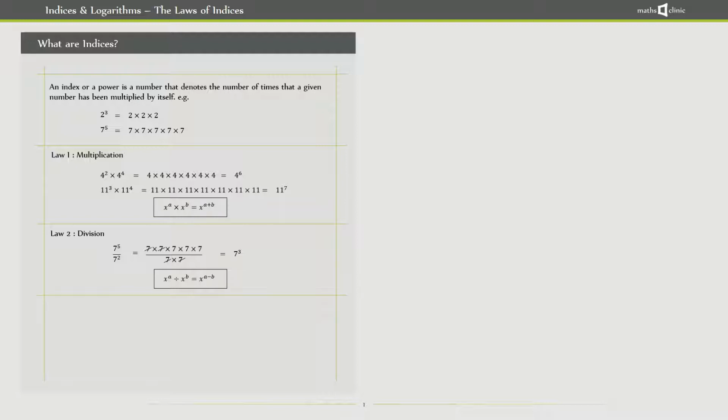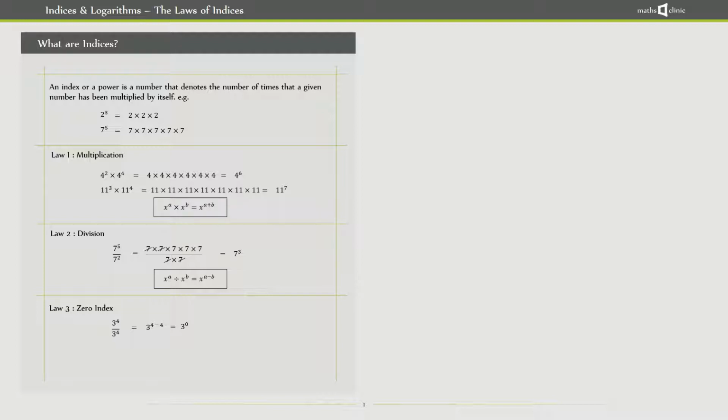Now let's go over our next law, law 3, and law 3 is zero index. Okay, zero index. And what's zero index about? Now consider this. If you have 3 to the power of 4 divided by 3 to the power of 4, okay, so just division like we just went through, basically you'd have this as 3 to the power of 4 minus 4 based on our division law. And 4 minus 4 is 0, so you have 3 to the power of 0.